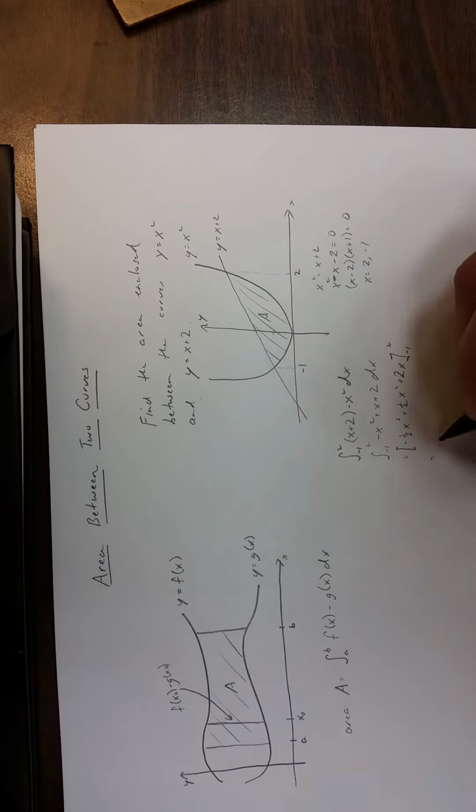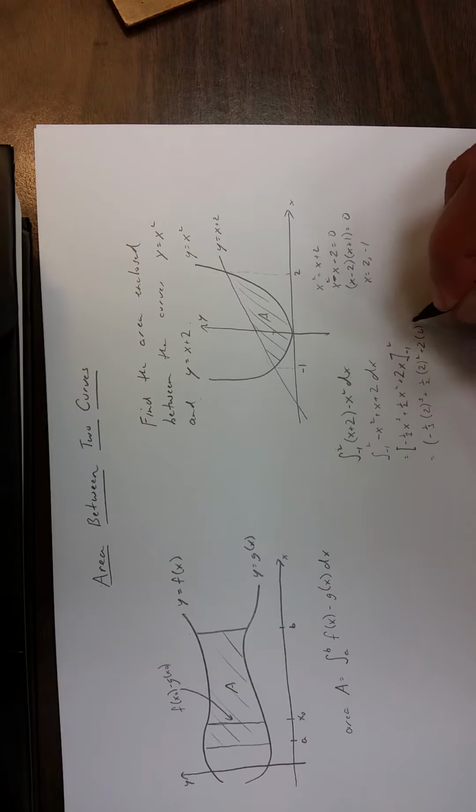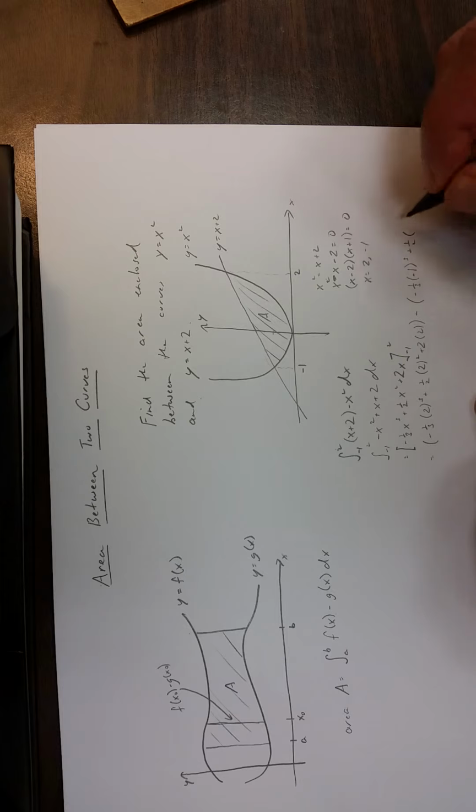So negative 1/3 times 2 cubed plus 1/2 times 2 squared plus 2 times 2, minus, now we will subtract off the bottom value, negative 1/3 times negative 1 cubed plus 1/2 times negative 1 squared plus 2 times negative 1.